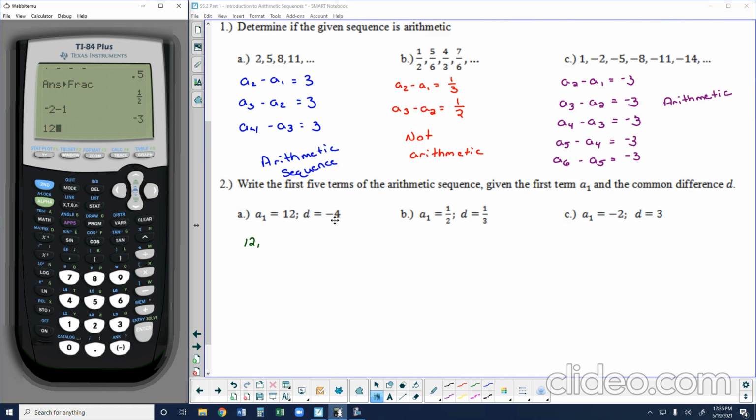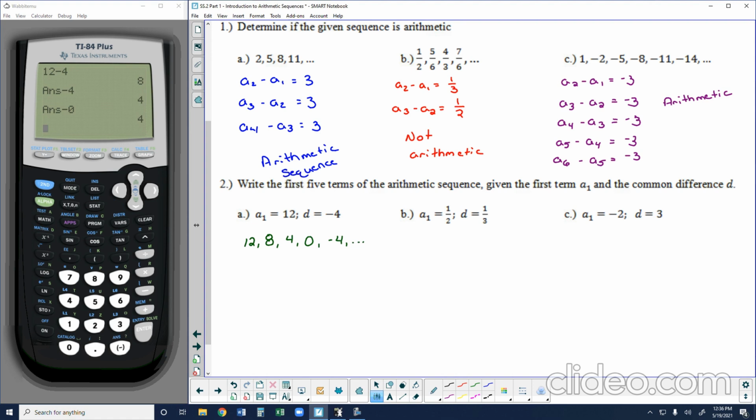If I want to find what the next term was, I would apply the common difference. I would subtract 4 from 12. And I would get the second term is 8. To subtract 4 again from 8, I would get the third term is 4. If I subtract 4 again, I would get the fourth term is 0. And I could go on to negative 4. And we'll put this dot, dot, dot, meaning that this sequence can continue. So my first 5 terms would be 12, 8, 4, 0, and negative 4.